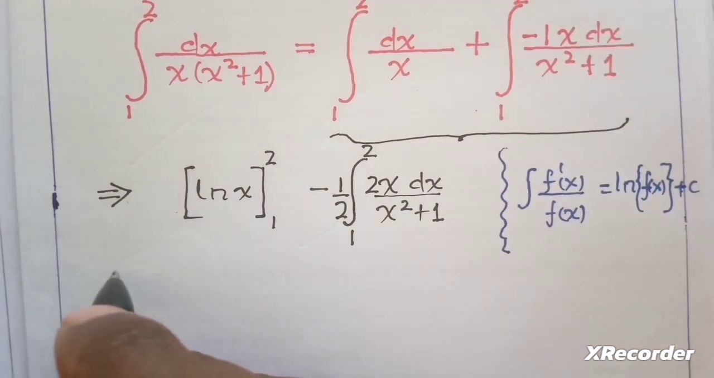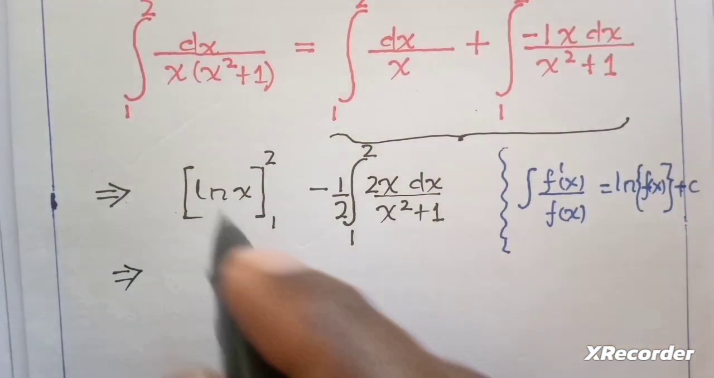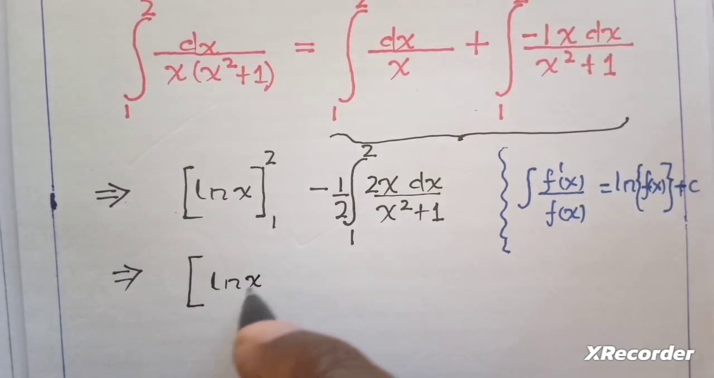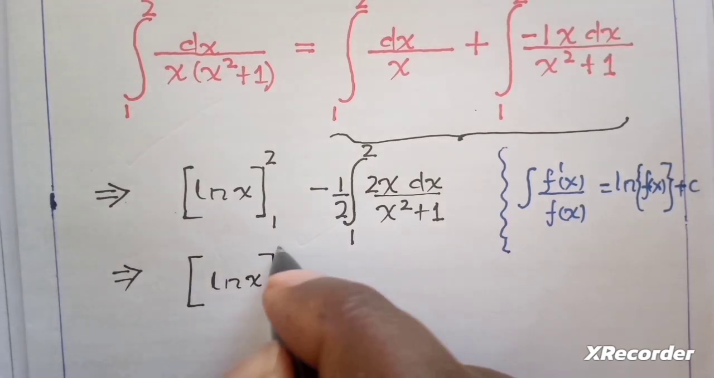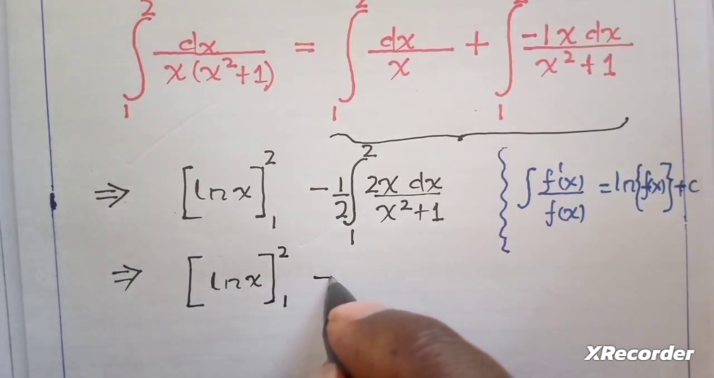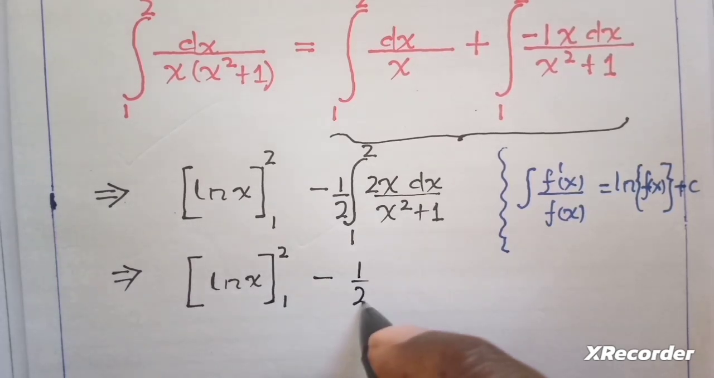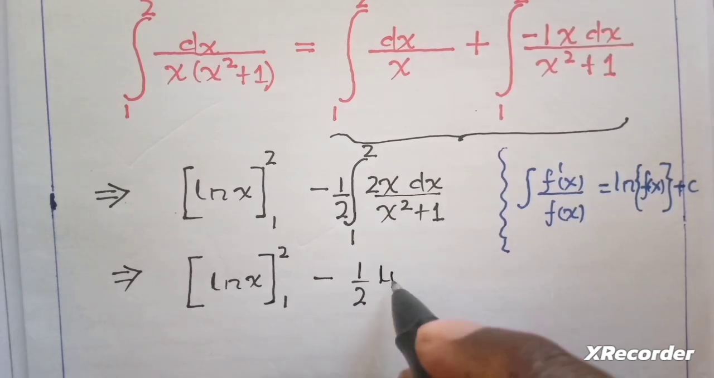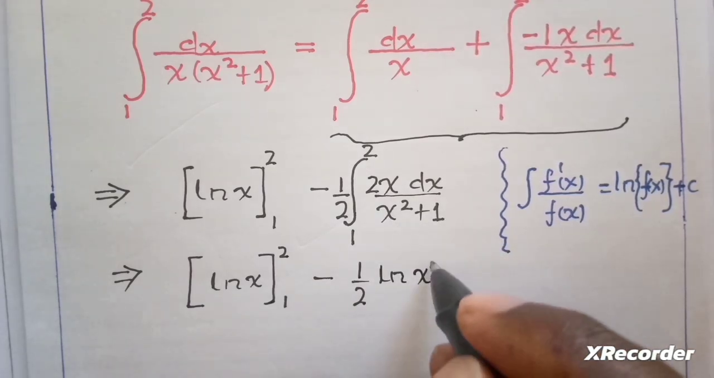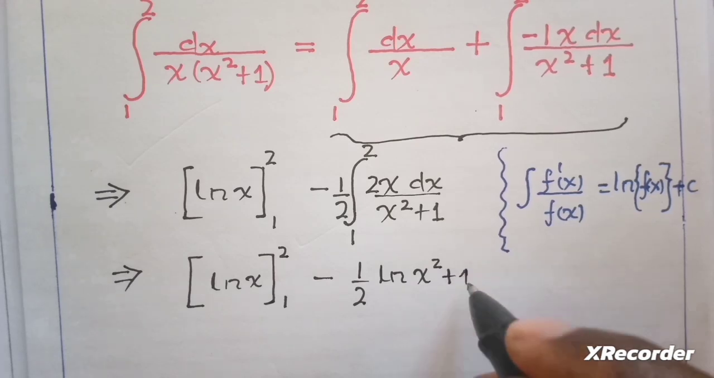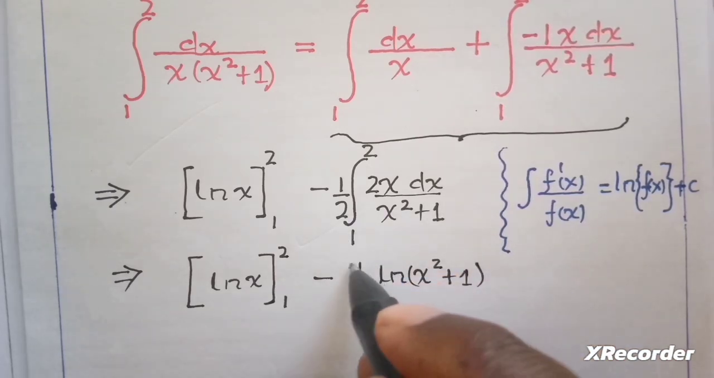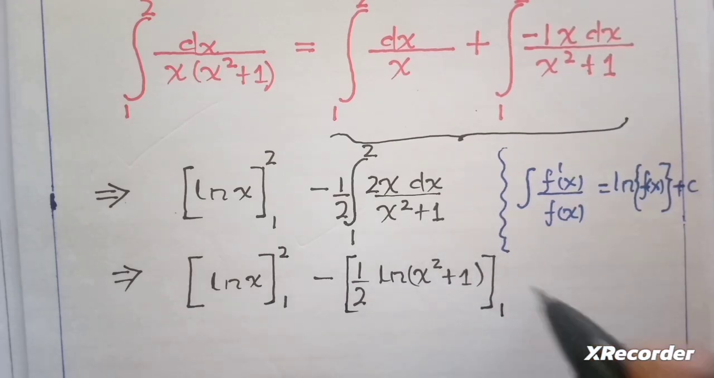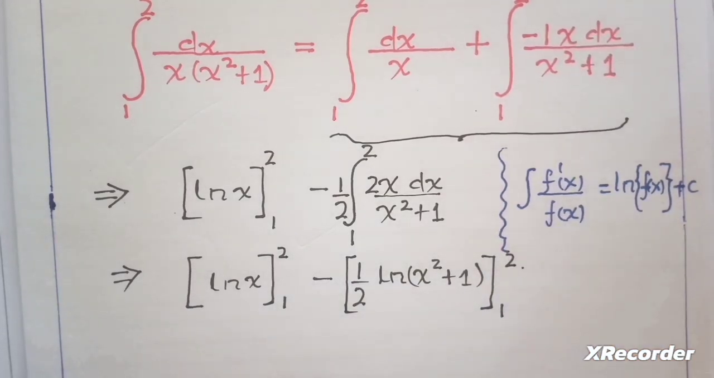Now this one is going to be, we repeat that one again because it's still there, ln x, with limit 1 to 2. This one now is going to be minus 1 half, and then just like this, ln of x squared plus 1, like that, guys, with limit 1 to 2. So this is what we are dealing with.